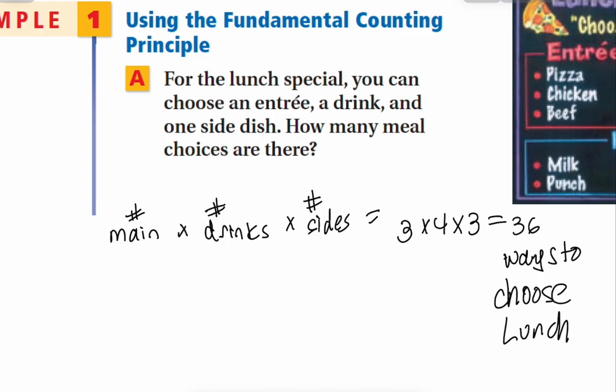And you can also make what's called a tree. You could put pizza, chicken, beef, and then underneath that put a little tree for the drinks. Milk, juice, tea, or punch. Okay, so you would have 4 branches coming out there, and when it's all said and done, you'd have 36 branches. Now, writing that all out isn't necessary, but that's a way you can visualize it if you had the urge to write all those out.